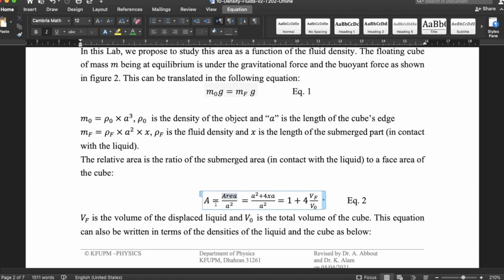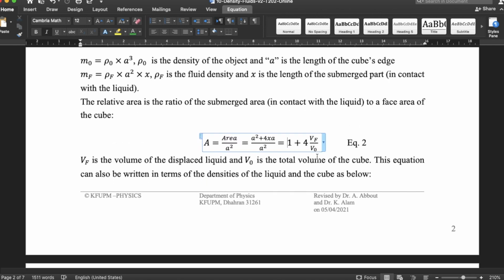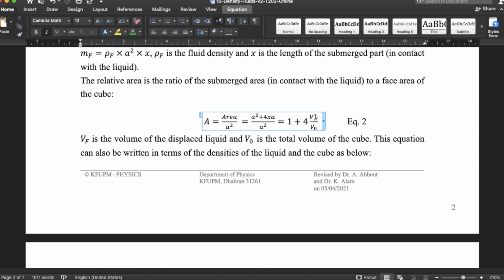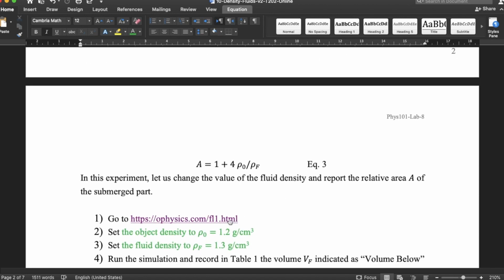Now we can simplify this equation to obtain the following relation. 1 plus 4 times the volume of the fluid divided by the volume of the object. We can also get the height of the fluid divided by the height of the object, but we'll use the volume because it's given in the experiment. Now we can also write it in a different way using the densities. However, note that the density is inversely related to the volume, so this fraction will be flipped. Good, so let's go to the simulation.